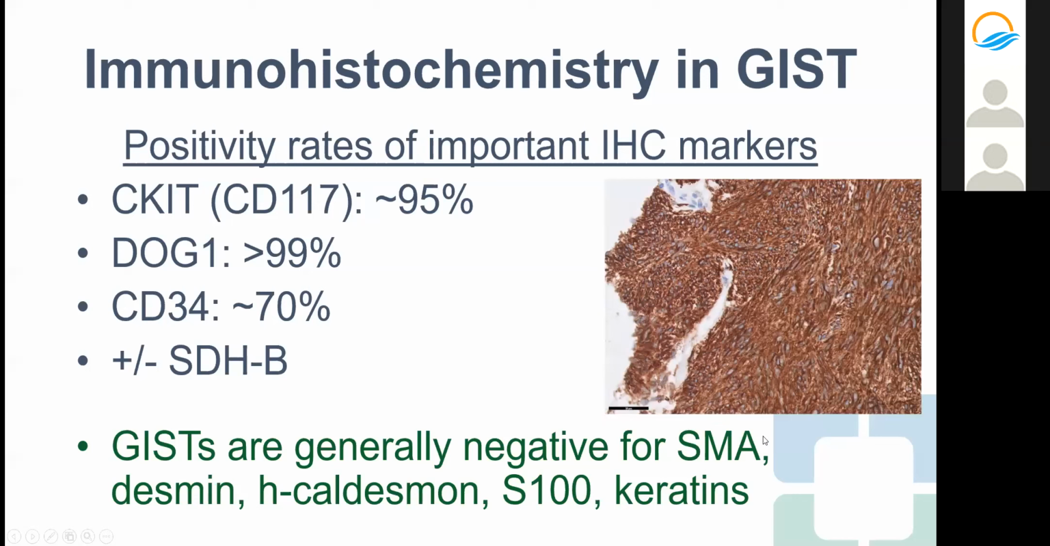The most frequent marker that does get expressed to a minor degree in GIST is SMA, which you can actually see in around a third of GIST tumors.